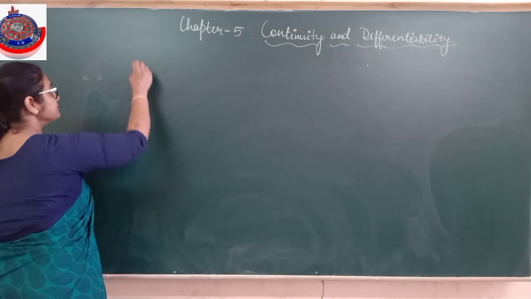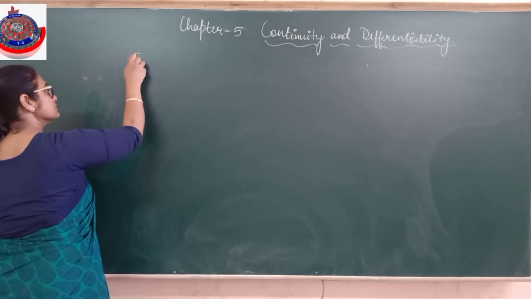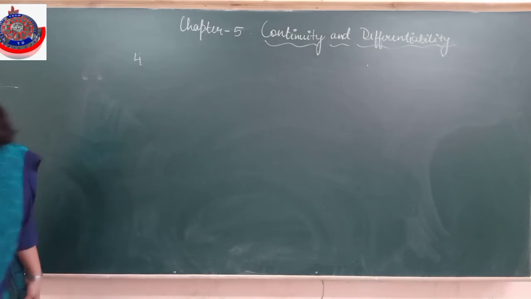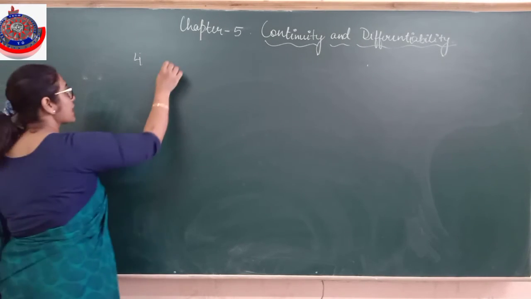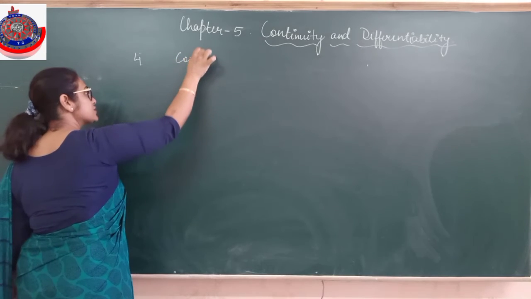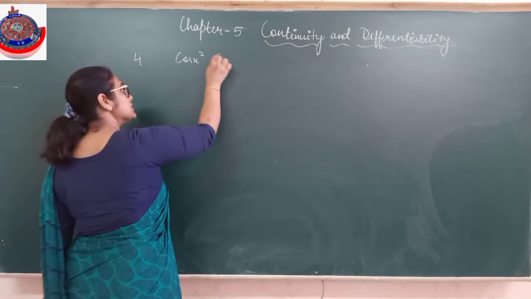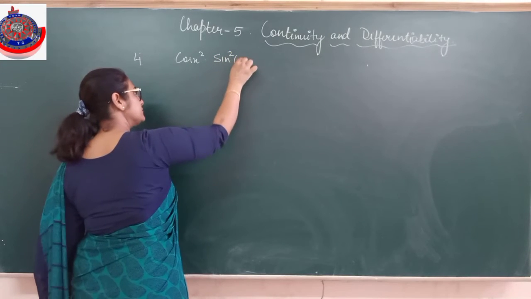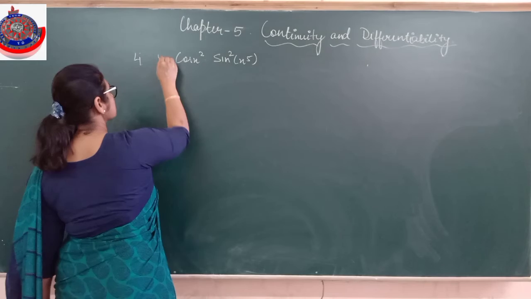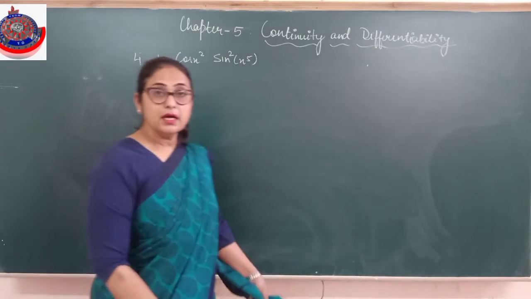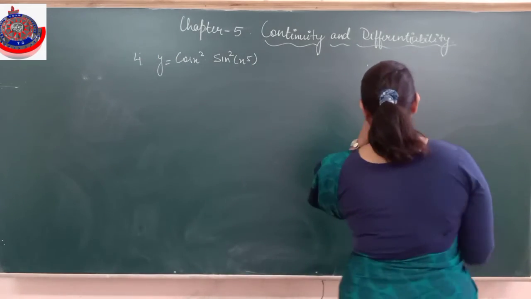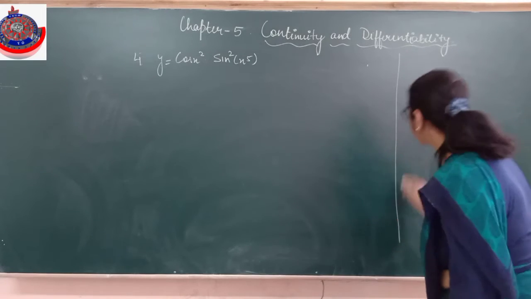Say I have to differentiate cos x square into sin square x5. Alright, I hope you all remember the rules, the algebra.